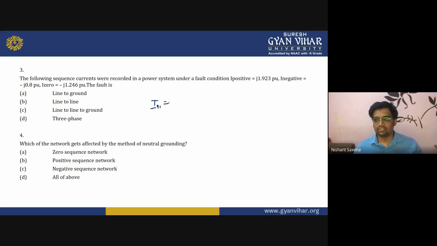IFA1 is given as j1.923, IFA2 is given as minus j0.8, and IFA0 is given as minus j1.246.